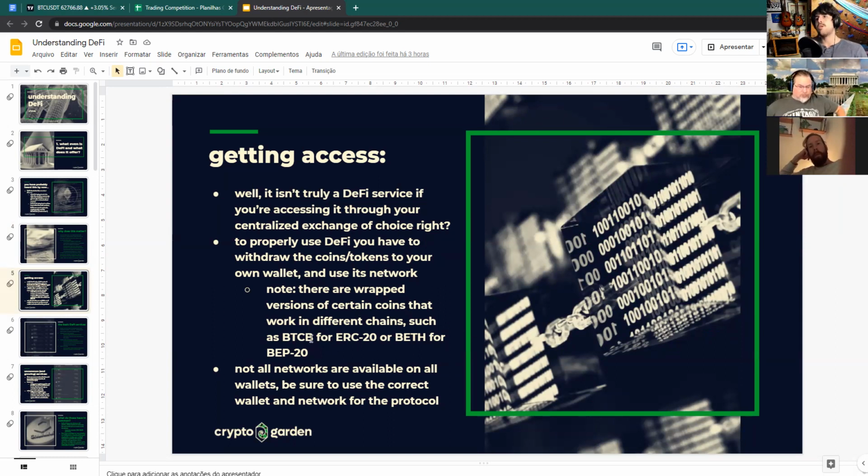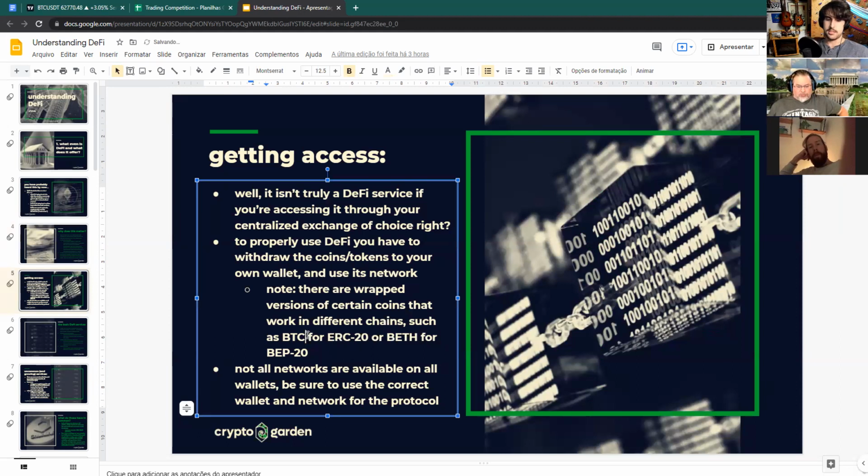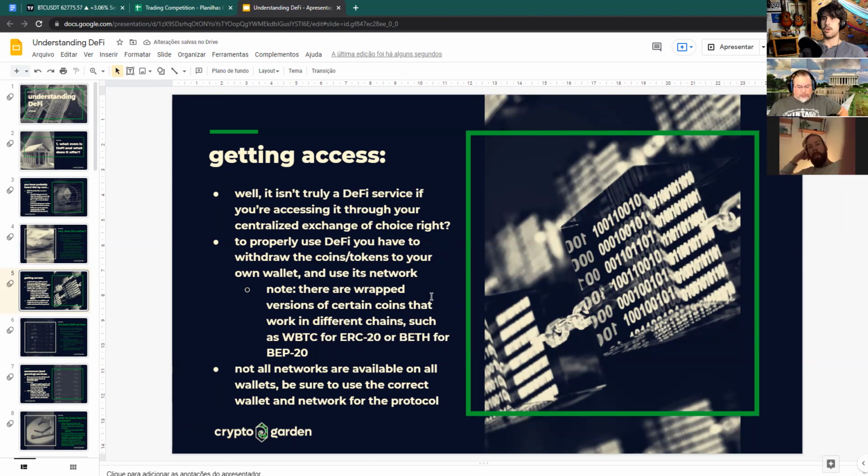As we know, Bitcoin is its own blockchain, right? And here, sorry, it's not BTCB, it's WBTC. So for example, you wrap the Bitcoin in a token that exists in the Ethereum blockchain, or ERC20, and then you can use BTC in that chain.